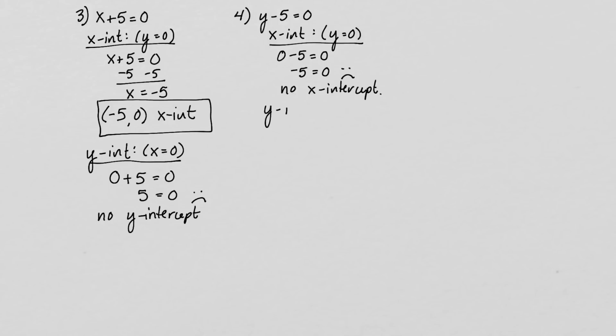And to find the y-intercept, we're going to set x equal to 0. So there's no x here, so we're just going to have y minus 5 equals 0. We'll add 5 to both sides, and we end up with y being equal to 5. So the y-intercept is 0, 5.